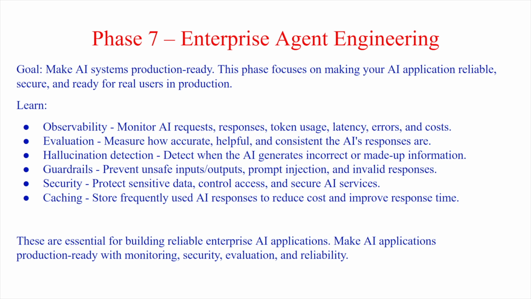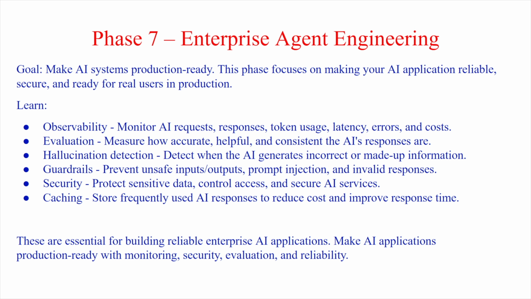The hallucination detection is where you understand that your AI is not generating made up data or made up information, but generating based on the correct facts. That's hallucination detection. Then guardrail, which prevents prompt injection, invalid responses, unsafe inputs and outputs. Security is to protect and prevent access control through AI, so AI APIs and AI services. Caching is going to store the frequently used AI responses to reduce cost and improve the response time for users and have a better user experience.